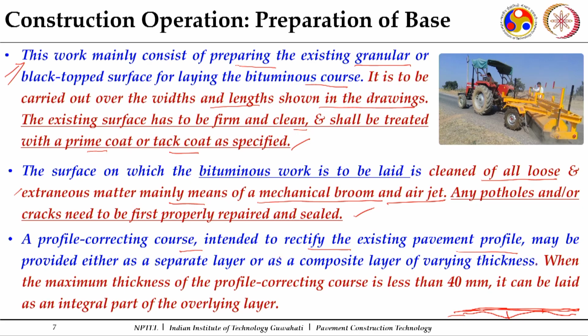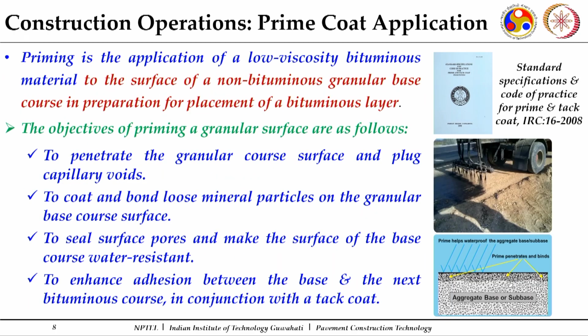A profile correcting course intended to rectify the existing pavement profile may be provided either as a separate layer or a composite layer of varying thickness with the same material. When the maximum thickness of the profile correcting course is usually less than 40 mm, it can be laid as an integral part of the overlying layer, when the thickness of the profile correcting course which is required is less than 40 mm.